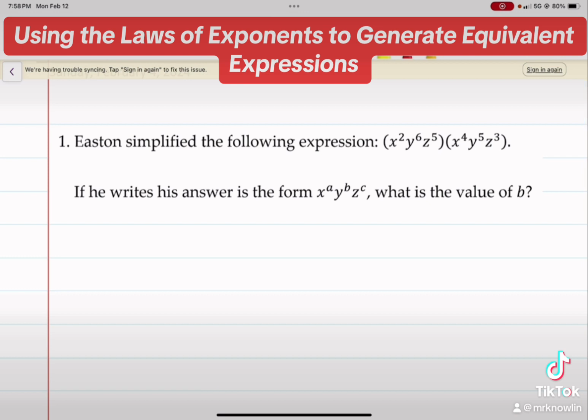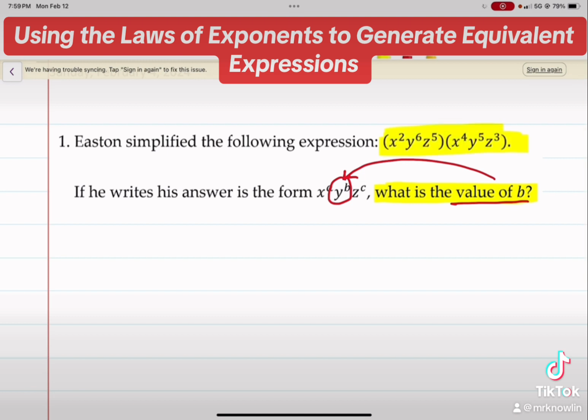Welcome back. With any word problem, I always say read the question first. Here's the question. What is the value of b? They're referring to this b right here, the value of the exponent for the y variable. Now they give us this expression right here.